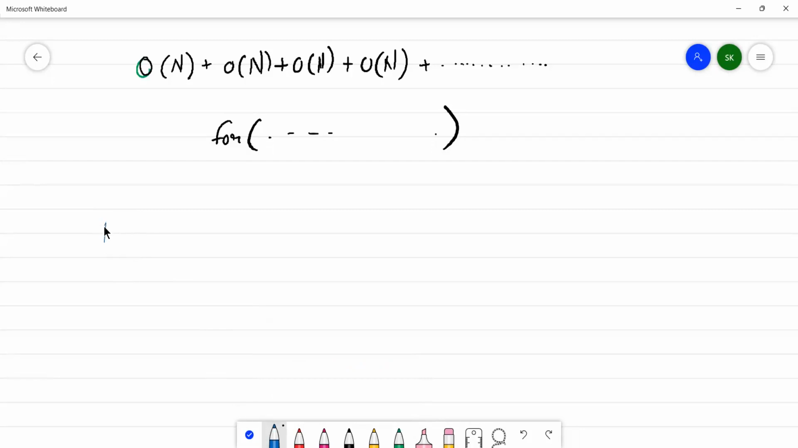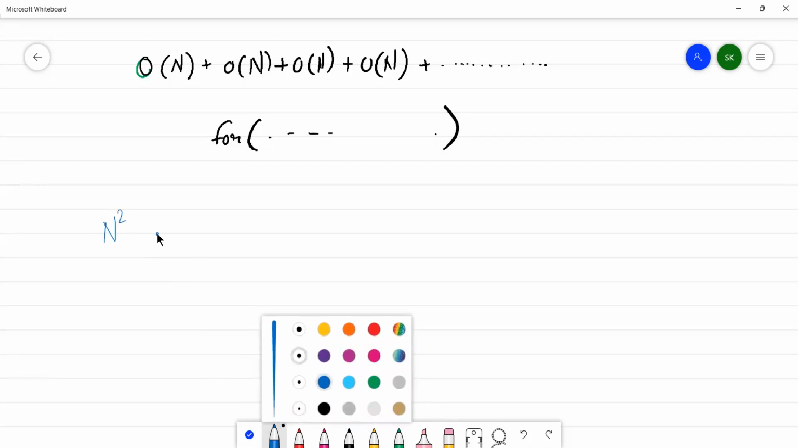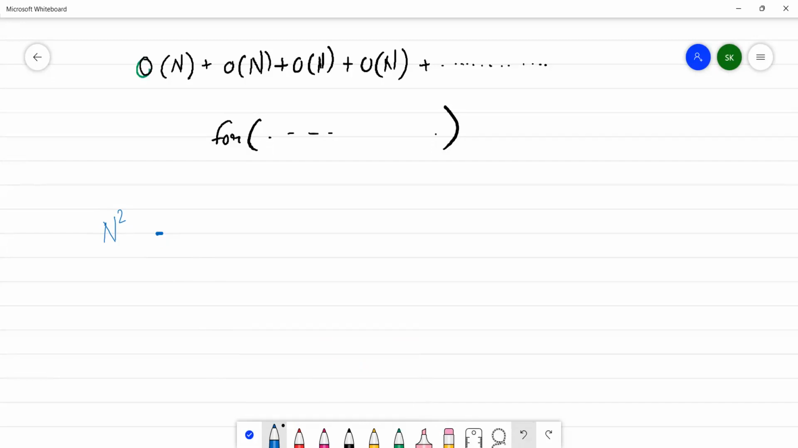If I say that this is your n square and here is your n, and I am taking n value as, let's suppose, 1000, then tell me what will be the value of n square? 10 to the power 6. And what will be the value of n? It will be 1000.